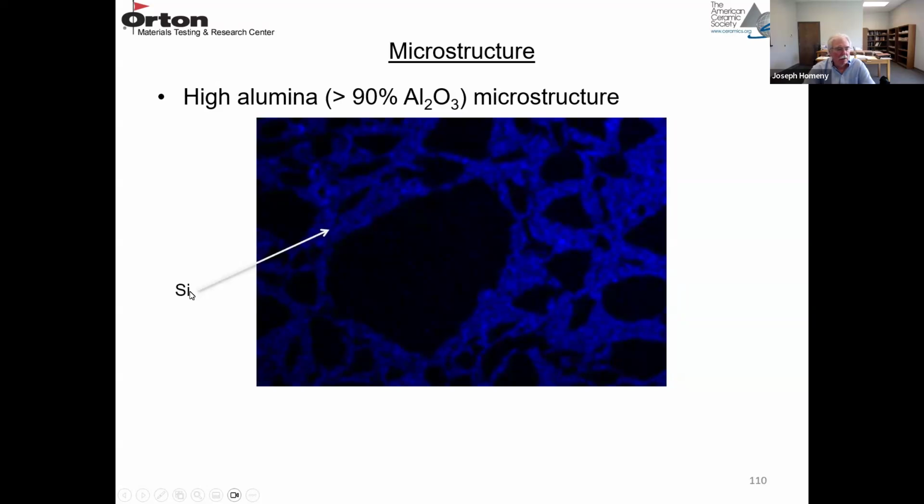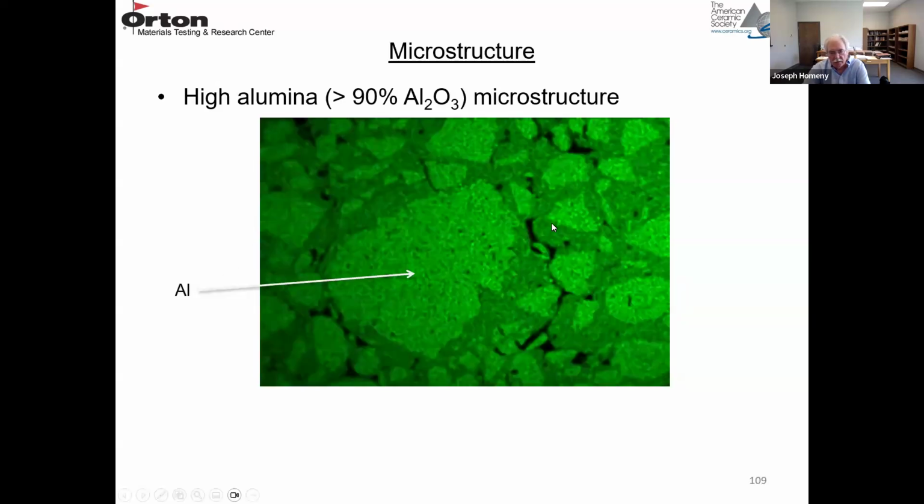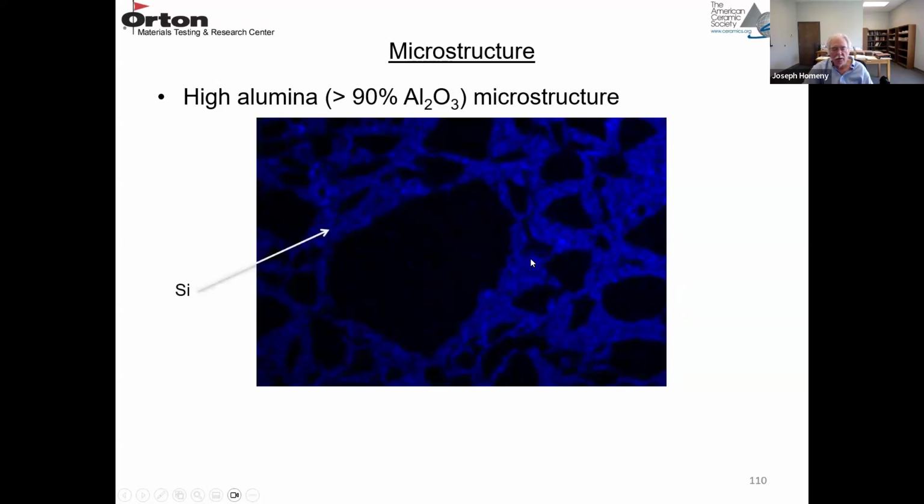And if you map silicon in blue, you can clearly see where the bonding matrix is. So that corresponds to this darker green region. So the alumina and silica are in the bonding matrix. Shows up rather clearly there in blue.